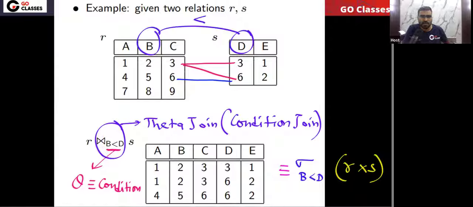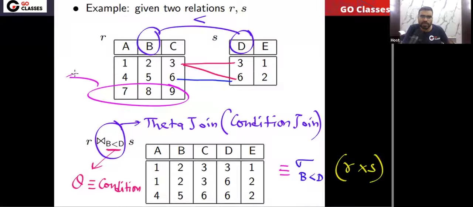So this is very simple. Now let me tell you one more thing. In these two tables, which tuple is not matching with anyone? This tuple, right? This is 7, 8, 9. This tuple is not matching with anyone.